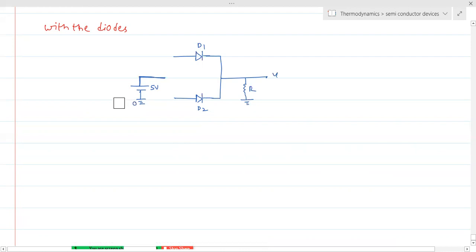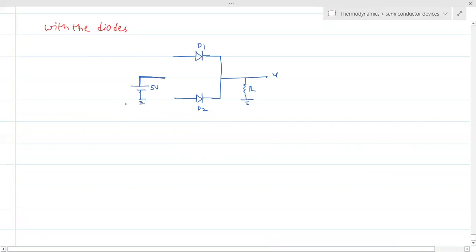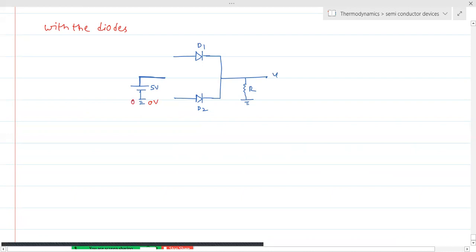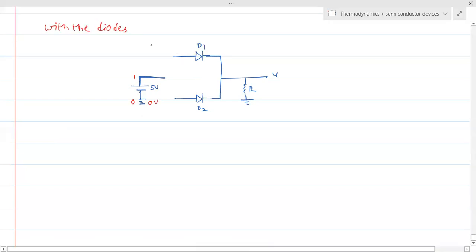Generally for your understanding sake I am writing: 0 volts is treated as 0 and 5 volts is treated as 1. So we can connect either the 1 terminal or the 0 terminal. Suppose we will analyze this diagram. First we will analyze the situation here.